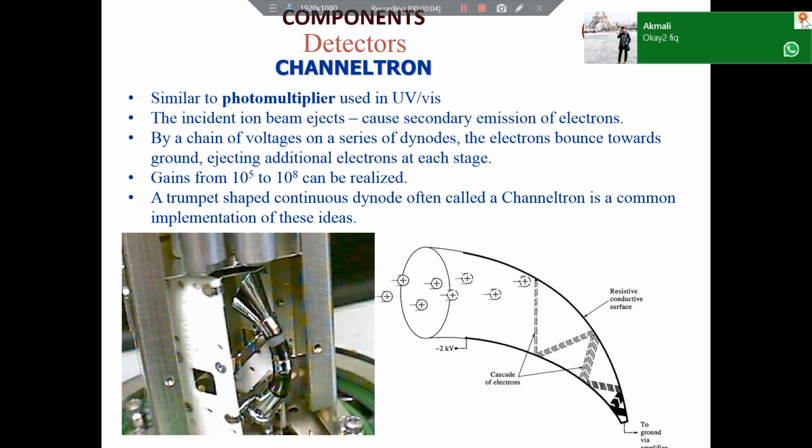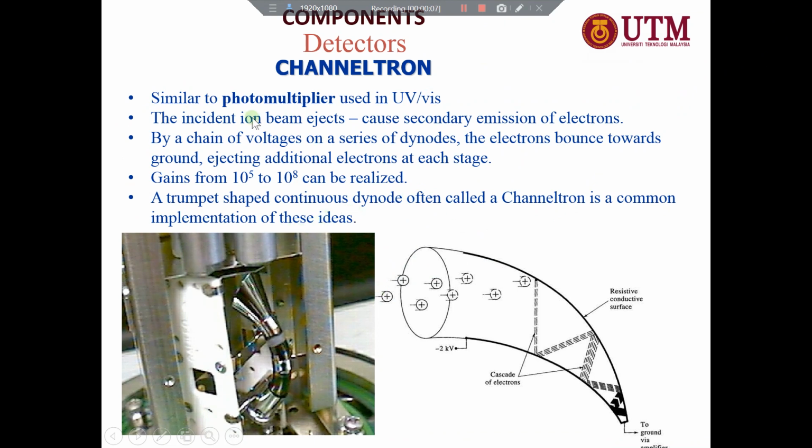Okay, the second one is the channeltron. Alright, channeltron is similar to photomultiplier. Okay, photomultiplier is what we already learned in UV-Vis, so I don't want to discuss it in detail. So what happens in the channeltron multiplier here, the incident ion beam hits here, causing secondary emission of electrons. Okay, by a change of voltage of series diodes, the electrons bound toward the ground, ejecting additional electrons at each stage. Gains from 10^6 to 10^8 can be realized. A trumpet-shaped continuous dynode, often called a channeltron, is a common implementation of these ideas.